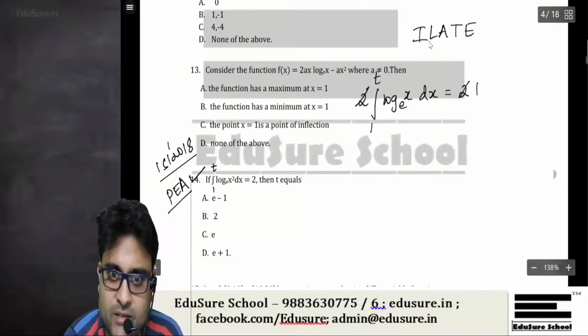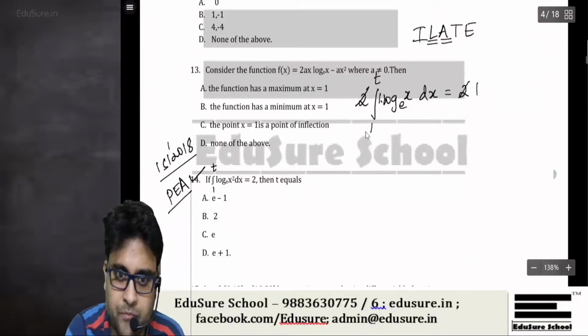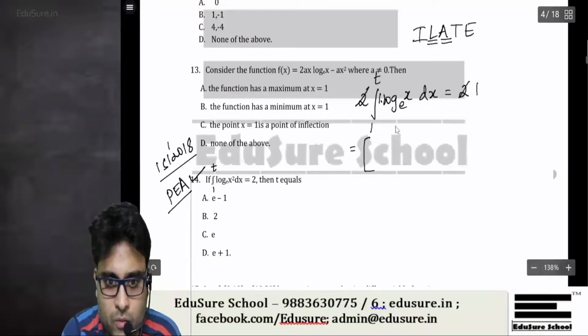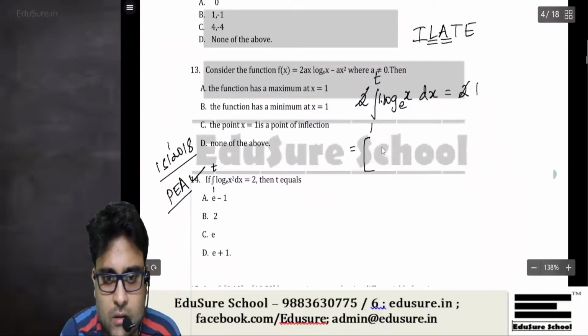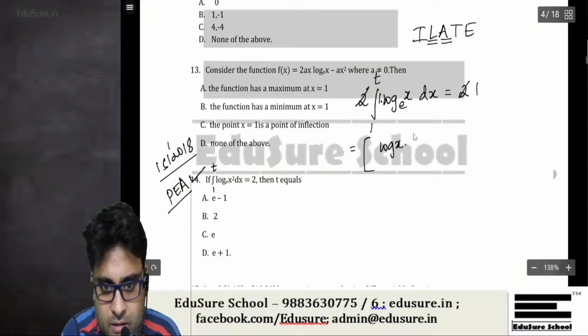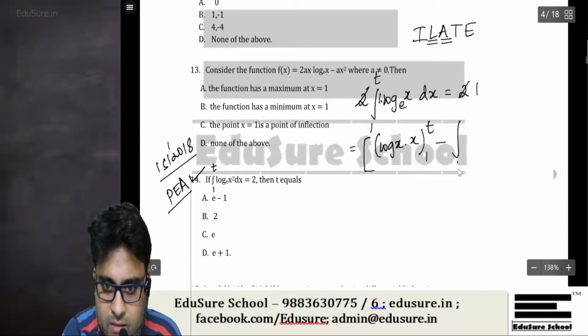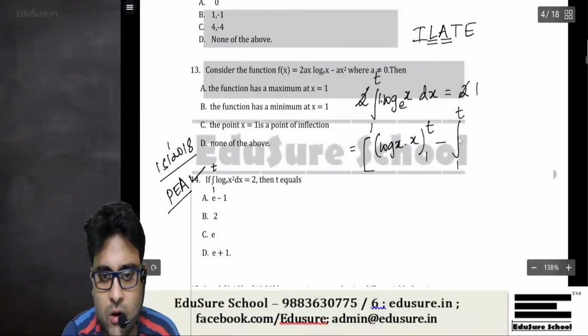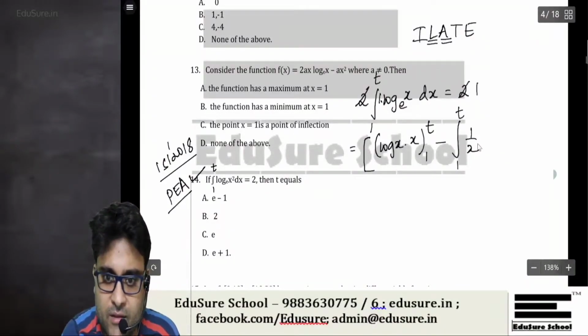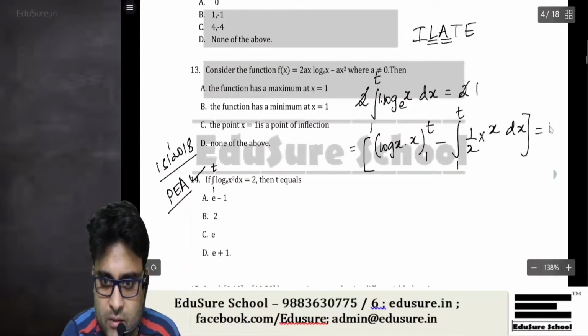First I will be considering the logarithm part, then I'll consider the algebraic part, which is 1. So what will happen here is logarithm log x, integration of 1 is x, limits 1 to t, minus 1 to t, log x, derivative is 1 by x, integration of 1 is x dx, this is equal to 1.